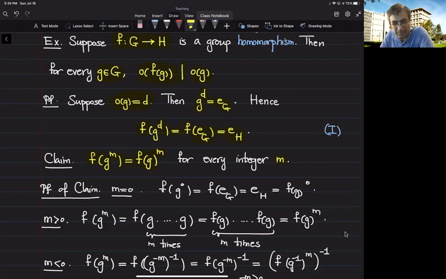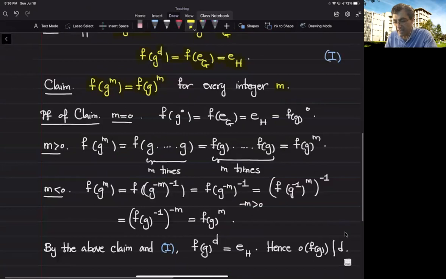I'm going to be slightly sloppy and not make a rigorous argument using induction, but you see the gist of the argument. If m is 0, then g to power 0 by definition is the neutral element of the domain, which is e sub G. Now, because f is a group homomorphism, f of the neutral element is the neutral element of the codomain. But that is the same as f of g raised to power 0, because every element of the codomain raised to power 0 is the neutral element of the codomain.